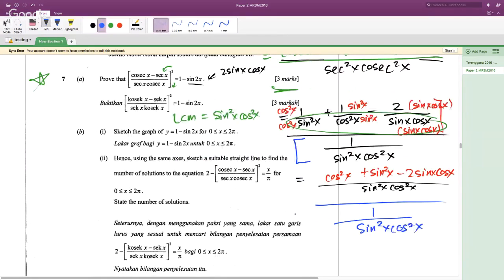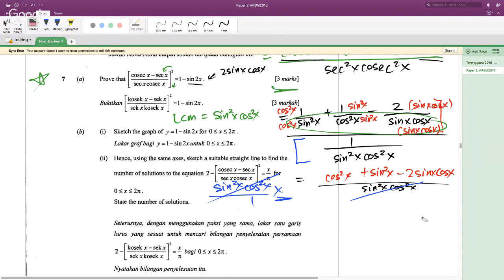All right, because this is divide 1 over, if you change divide to multiply, you have to flip over, isn't it? So you will get sine square x cos square x over 1. So you can simplify them. Do you see that? You can simplify them. Then no more already.